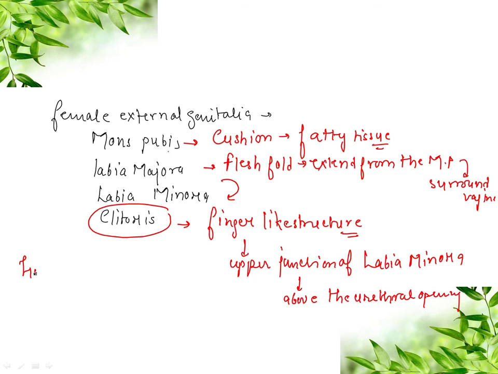Here you can write the hymen, right? We have discussed the hymen, but we have not written it. Hymen is the layer. The opening of the vagina is covered by a membrane called hymen. So you can write it as the membrane which partially covers the vagina.